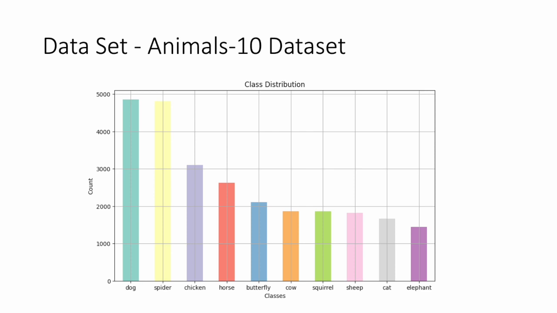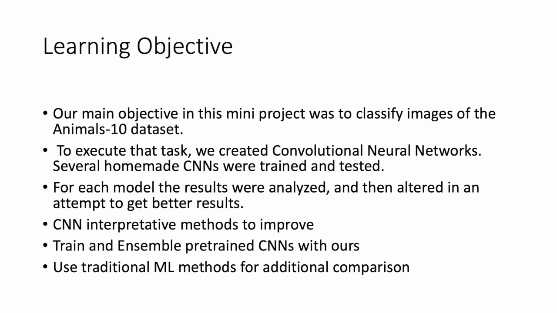This dataset contains 26,179 images of animals, each belonging to one of 10 classes, as you can see here. Here we have the class distribution. You can see that there's a slight class imbalance, with spider and dog being the two highest, and of course elephant being the lowest.